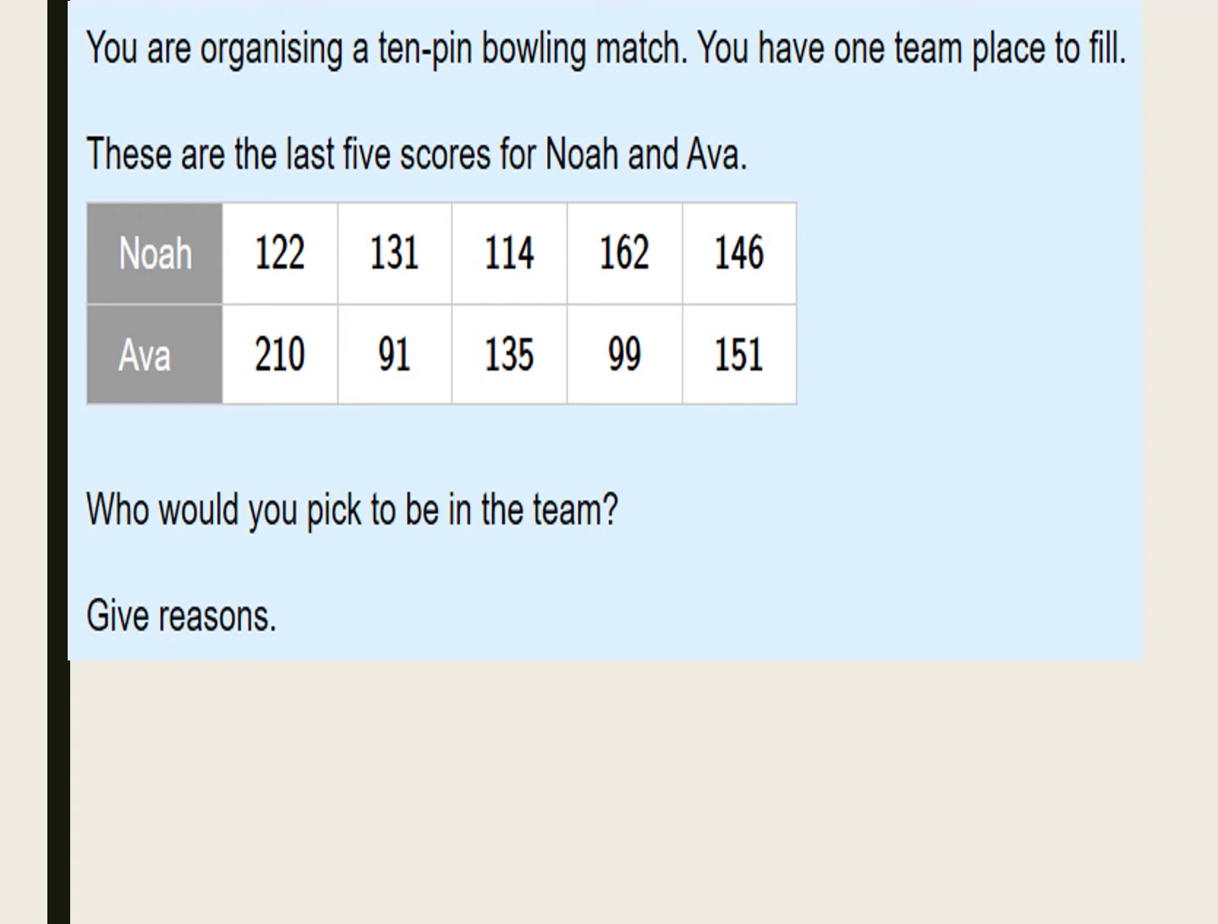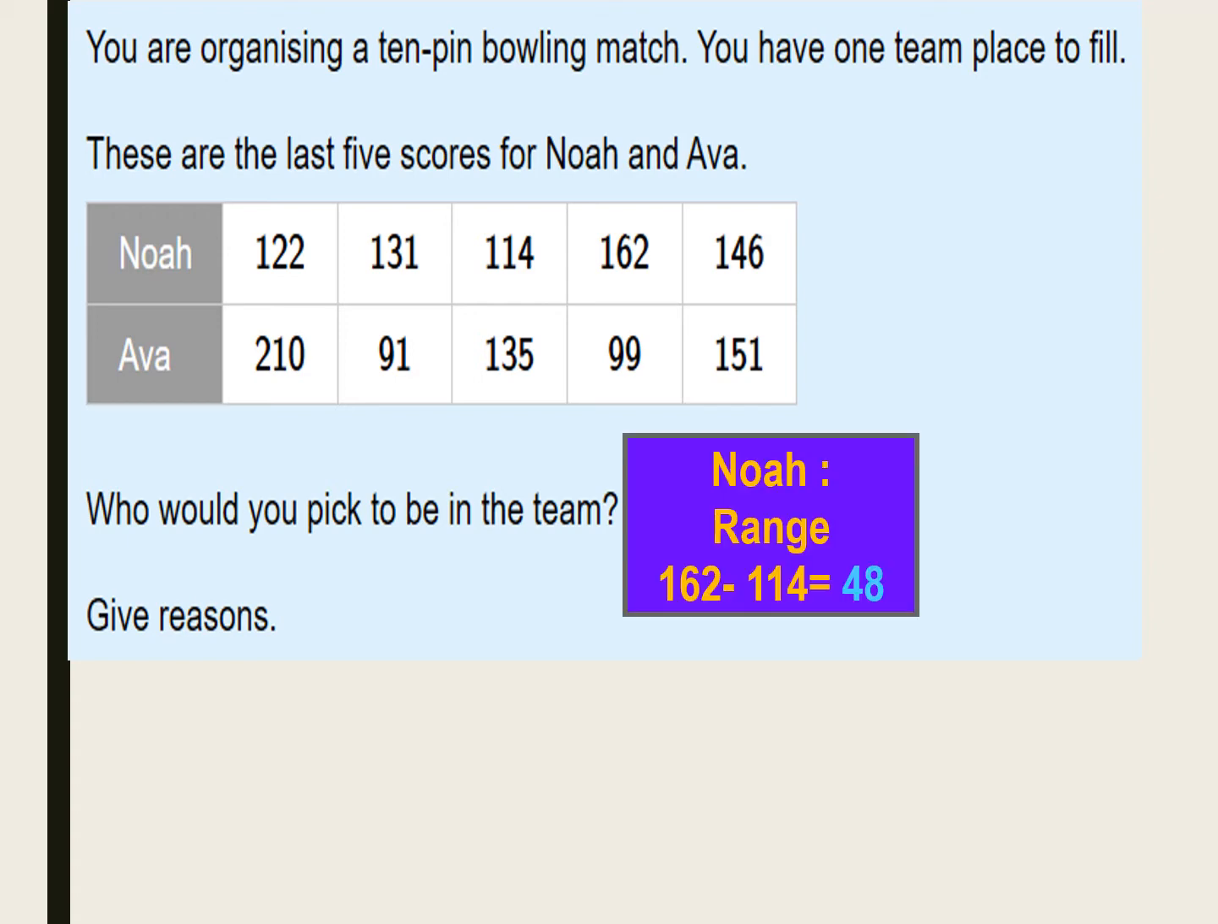In this table, you have the scores of two players, Noah and Ava, and you have to decide which one you have to take to join your team. To do this, I have to use the mean and range as we said before. So to find the range, you pick the highest number minus the lowest number, which is 162 minus 114. For Noah, that gets 48. This 48 means the spread between the highest number and the lowest number is 48.